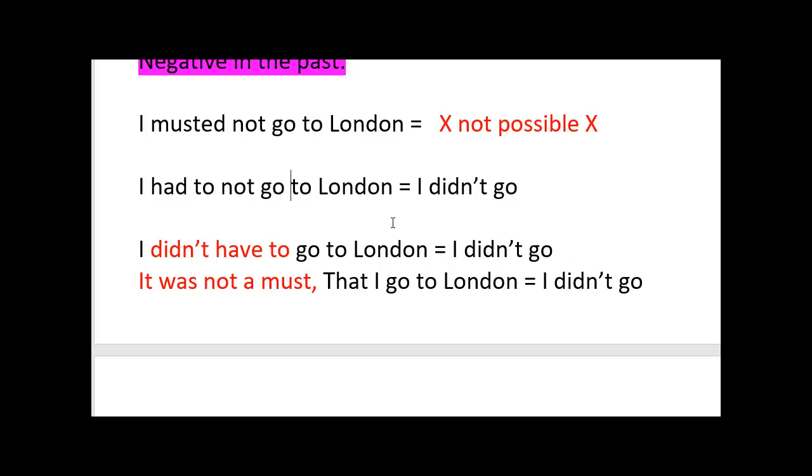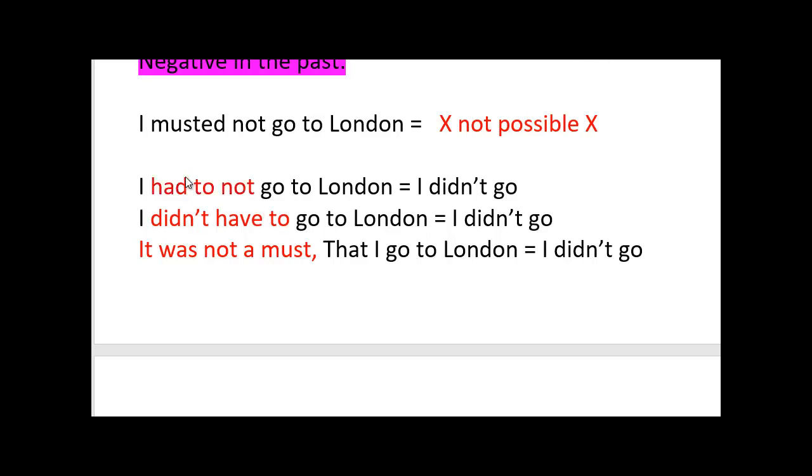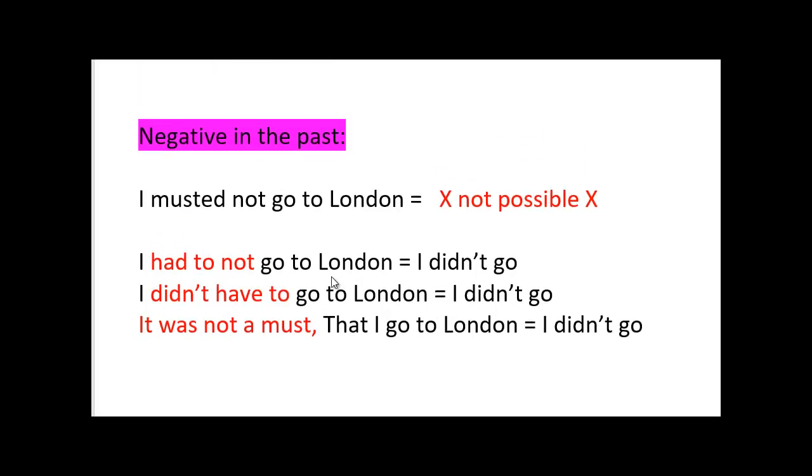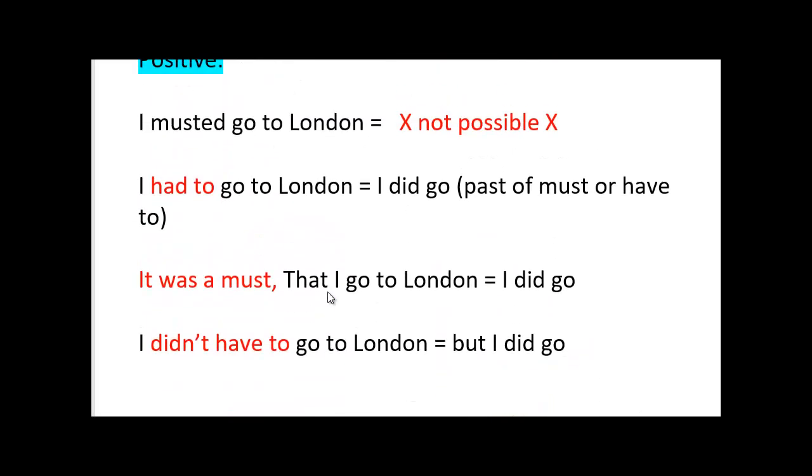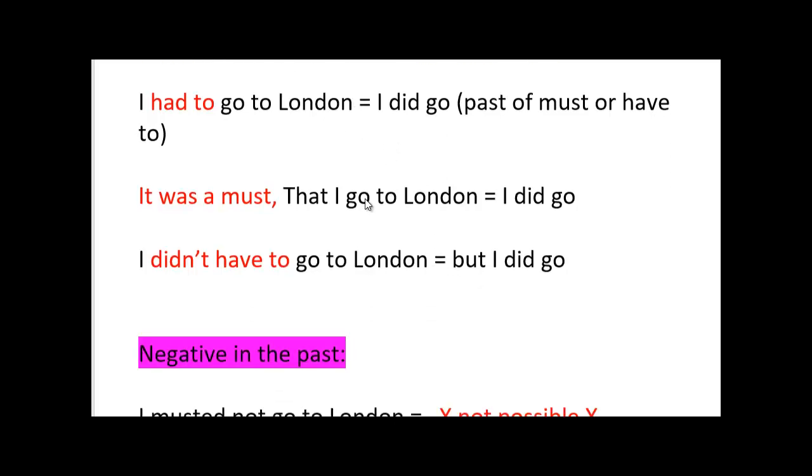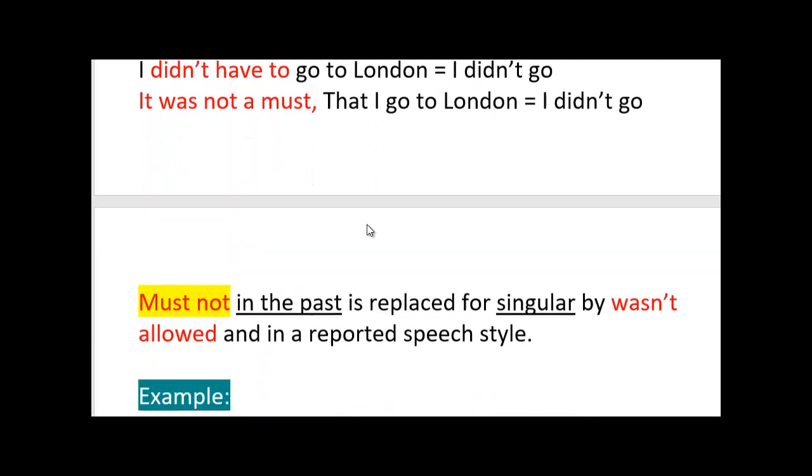You got that, guys? I hope it's clear. So one, two, three, and they all mean he didn't go. That's for the negative, and for the positive we also have one, two, three, and they all mean that he did go. And "musted" is never used at all, not possible, and not possible in the negative.